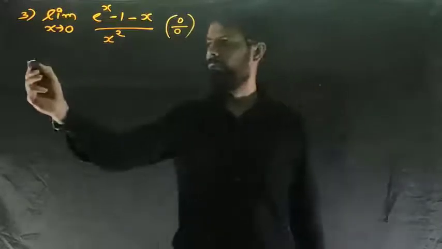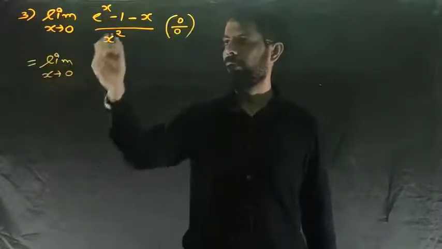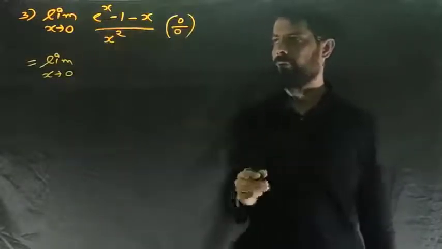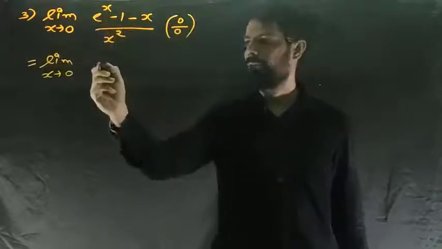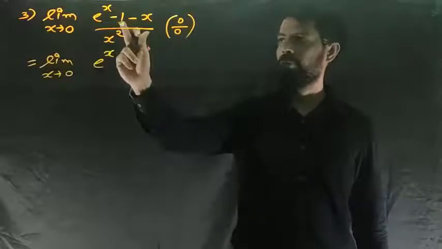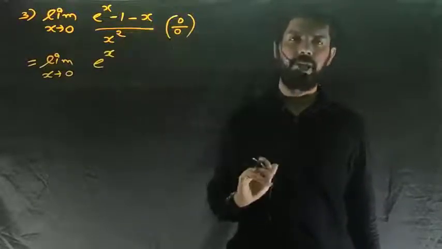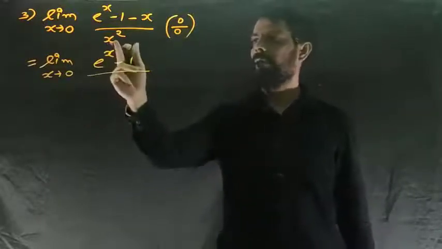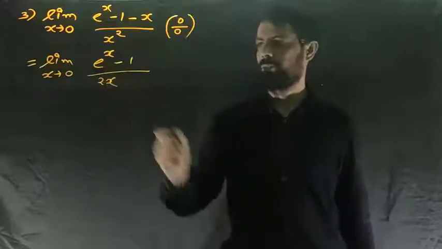By L'Hôpital's Rule, we will take the derivative of numerator and denominator individually. The derivative of e raised to x is e raised to x. Then the derivative of 1, that is a constant term, is 0. Then the derivative of x is 1, so here we write minus 1, divided by the derivative of x square, which is 2x.